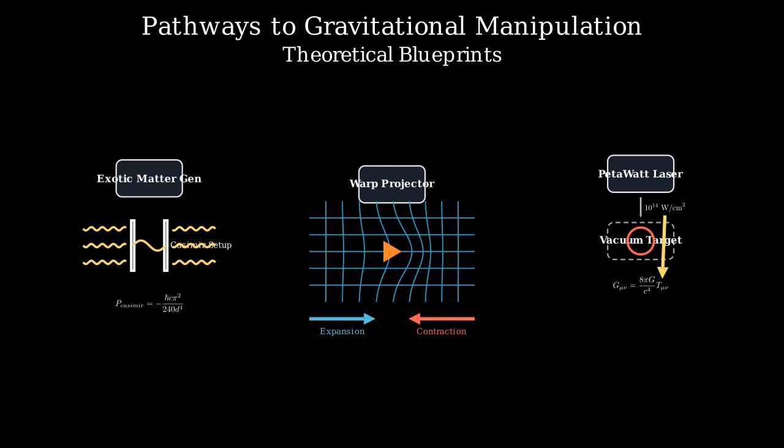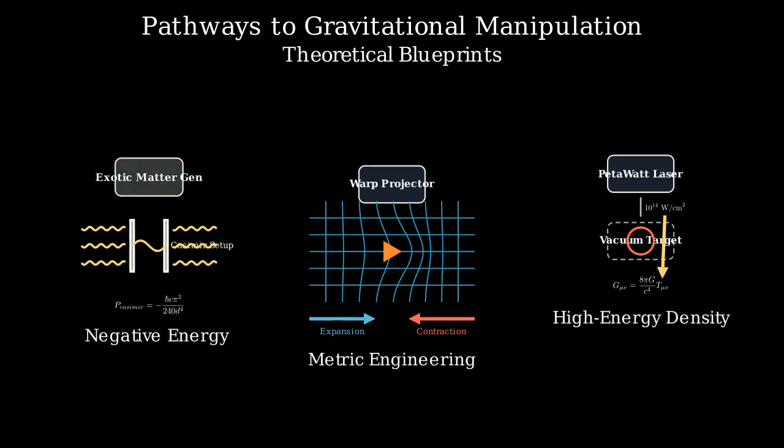When we look at these three systems side by side, we see three very different strategies for the same goal. Negative energy density through the Casimir effect offers a known physical phenomenon, but scaling it up for propulsion requires materials we can barely conceive of. Metric engineering via warp fields provides an elegant mathematical solution, yet it demands energy levels that currently exceed our total planetary output. High energy density lasers leverage our growing mastery of optics, but the precision required to shape a specific gravitational field is still beyond our reach.